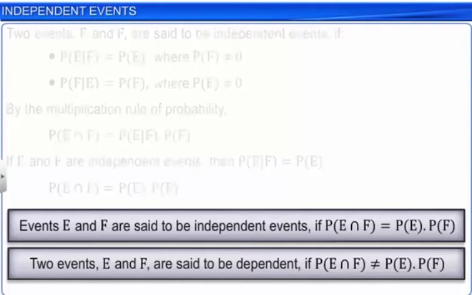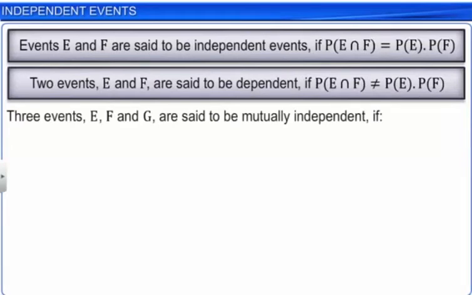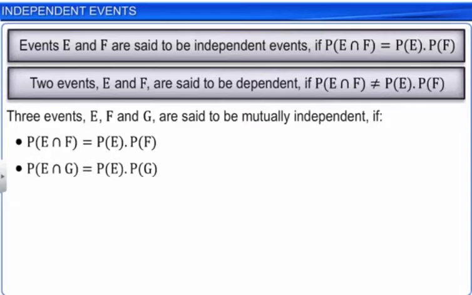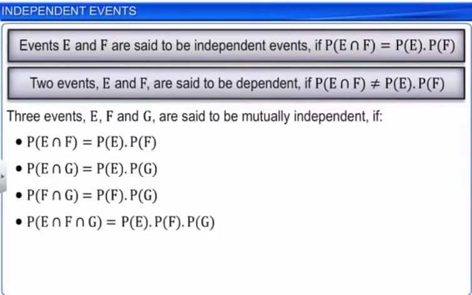Three events E, F, and G are said to be mutually independent if the probability of E intersection F is equal to the product of the probabilities of events E and F. The probability of E intersection G is equal to the product of the probabilities of events E and G. The probability of F intersection G is equal to the product of the probabilities of events F and G. And the probability of E intersection F intersection G is equal to the product of the probabilities of events E, F, and G.